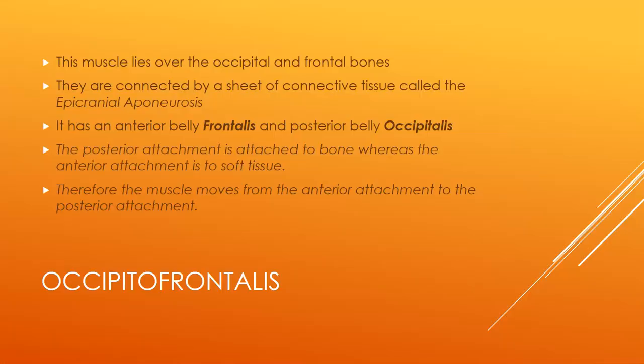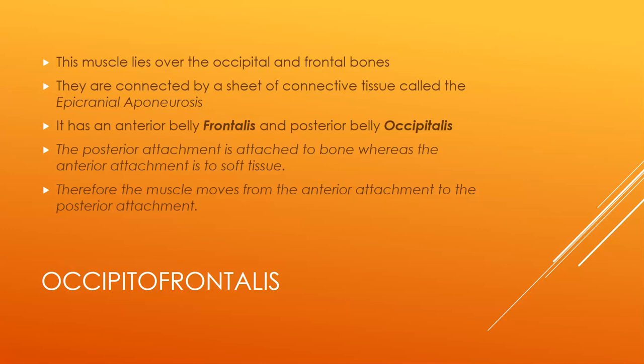So the first muscle we're going to talk about is something called occipitofrontalis. And again, like I've said many times before, the name itself tends to give you an indication of a number of things, either its shape, its action, or where it is. In this case, it sort of explains where it is. So basically, occipitofrontalis, the muscle lies over the occipital and the frontal bones. In between the two is a large sheet of connective tissue called the epicranial aponeurosis. The anterior belly is called frontalis, and the posterior belly is called occipitalis, both related to the bones on which they lie on top of.